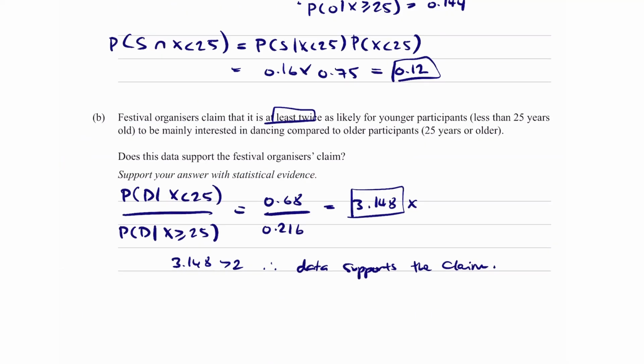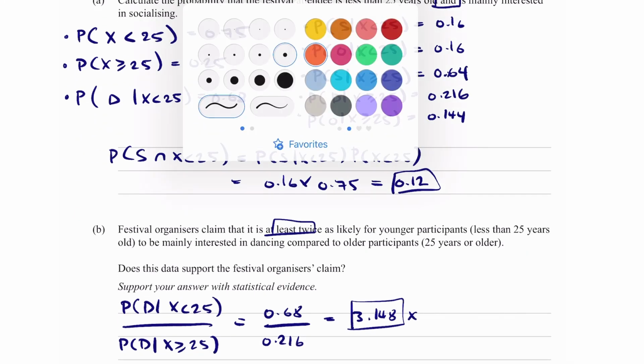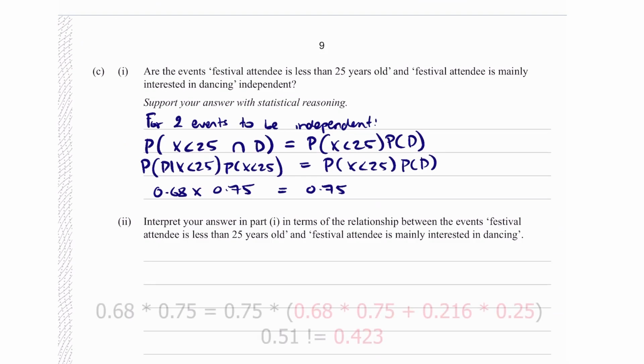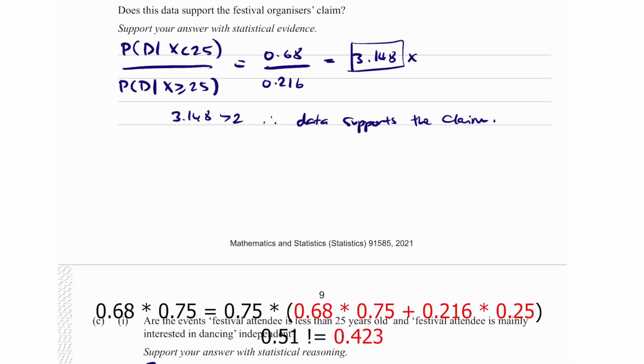probability of dancing. Now, I don't think we know the total probability of dancing, but we can calculate it using the partition theorem, right? So if we look here, if we sum these two events, this will give us the total probability of people that like to dance, the overall probability of dancing, right? So what's that? 0.68 times 0.68 added with the probability of 0.216.